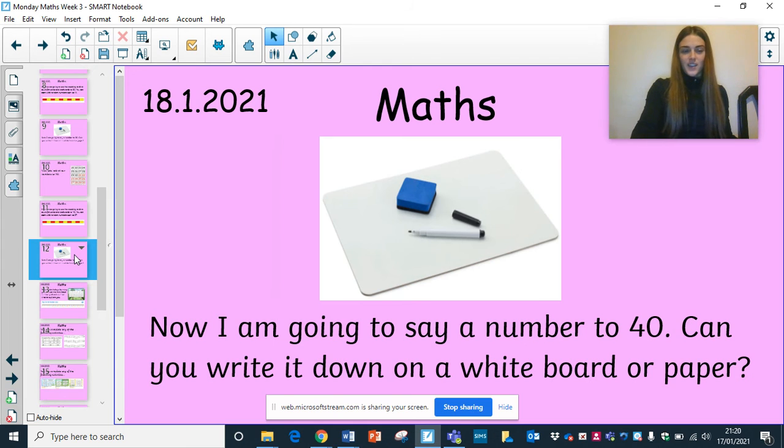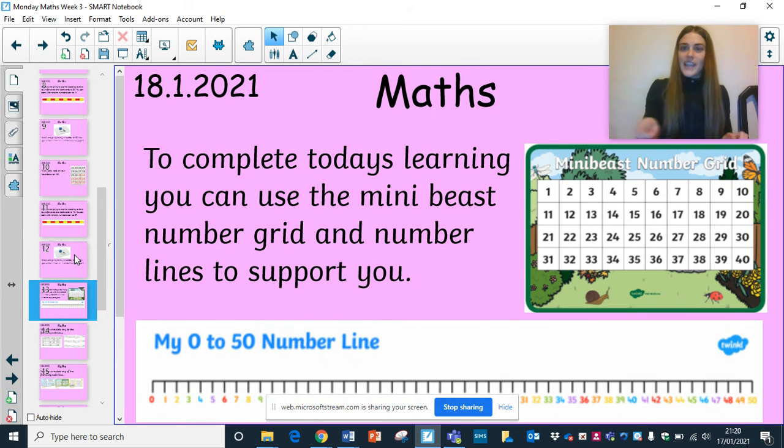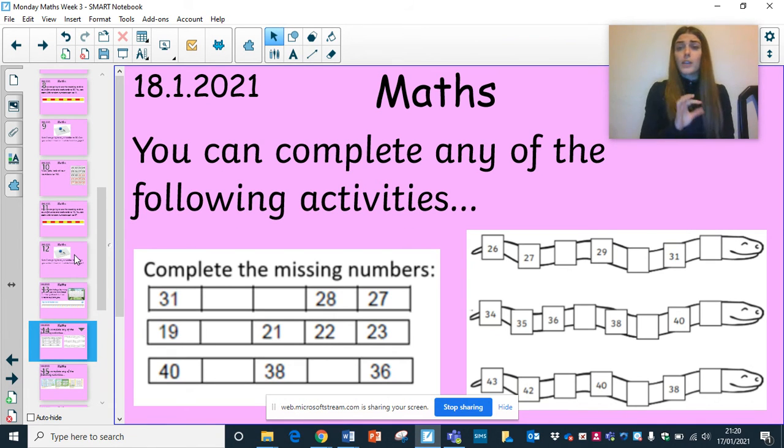Okay, brilliant. So as you can see here, there's your number grid, your Mini-Beast number grid that you can use to help you with today's learning. I've also attached some number lines from 0 to 50 as well to support you with your learning, if you need those. So you can complete any of the following activities that I've attached to this PowerPoint here. So you can see you've got complete the missing numbers, and they are starting at different numbers. They're not always starting at 0 or 1 or 10. They're starting at any number, remember, counting forwards, but some are counting back.